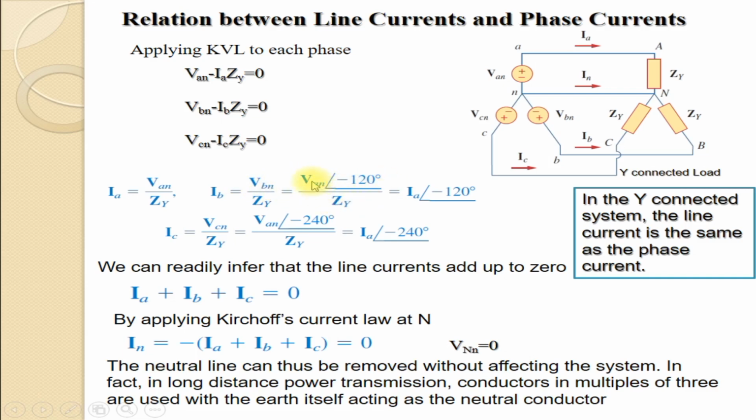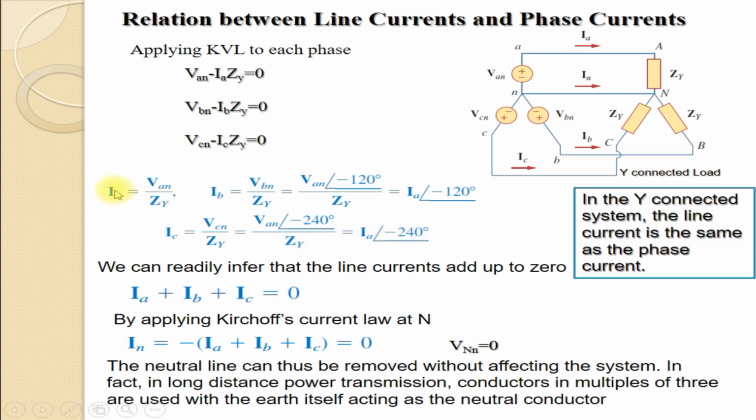Now, if you find the magnitude of this, if it is represented as IA, it can be written as IA angle minus 120 degree. Similarly, IC is equal to VCN by ZY, where ZY is the impedance, and VCN can be written as VAN angle minus 240 degree. So IC is equal to VAN angle minus 240 degree divided by the impedance, and it will be equal to IA angle minus 240 degree.